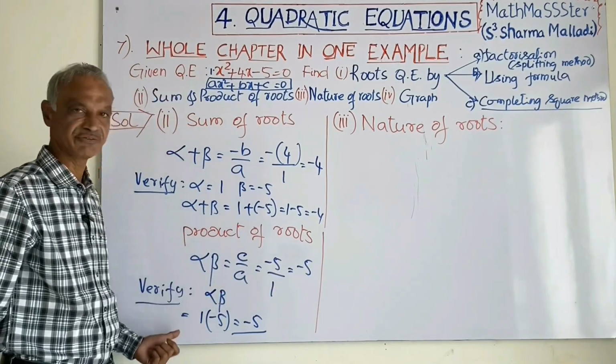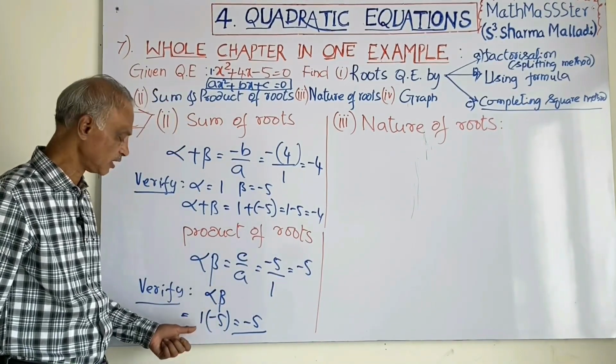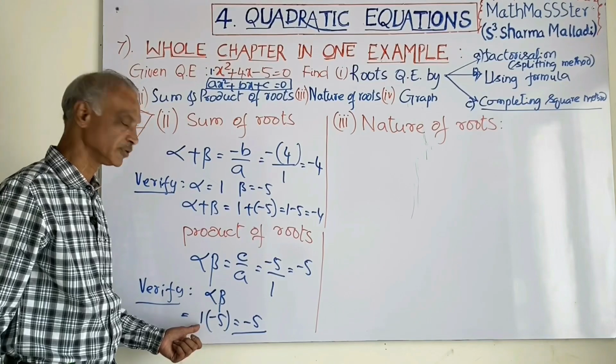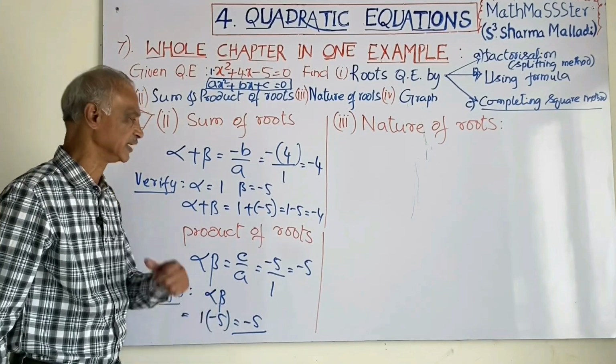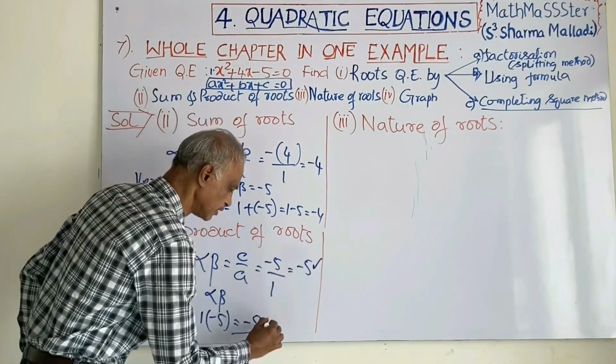Product of roots, we verified alpha into beta. We know the alpha and beta. The product of 1 and minus 5 is minus 5. Okay, we got the same answer.